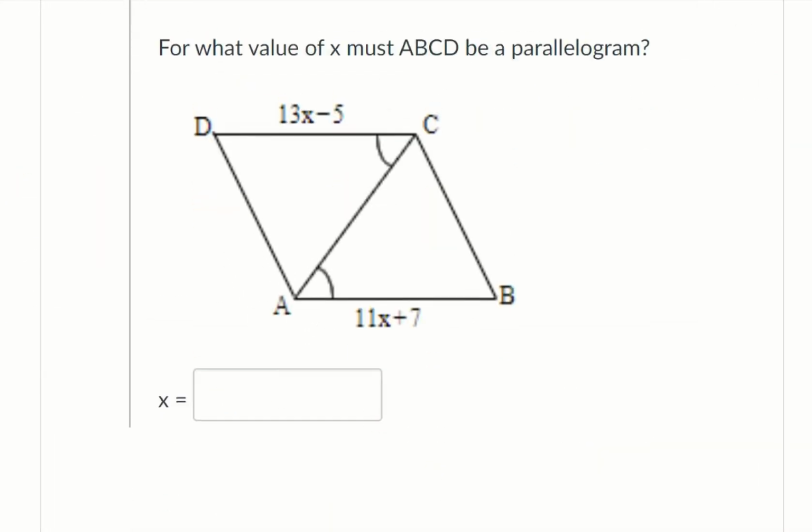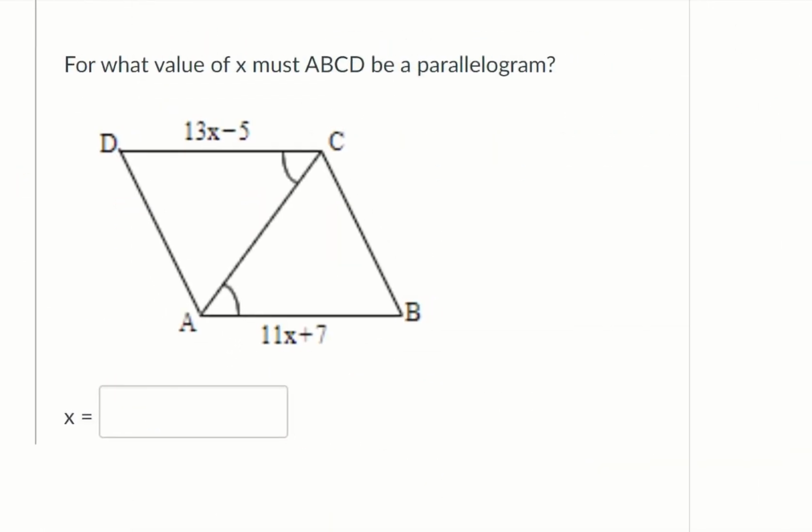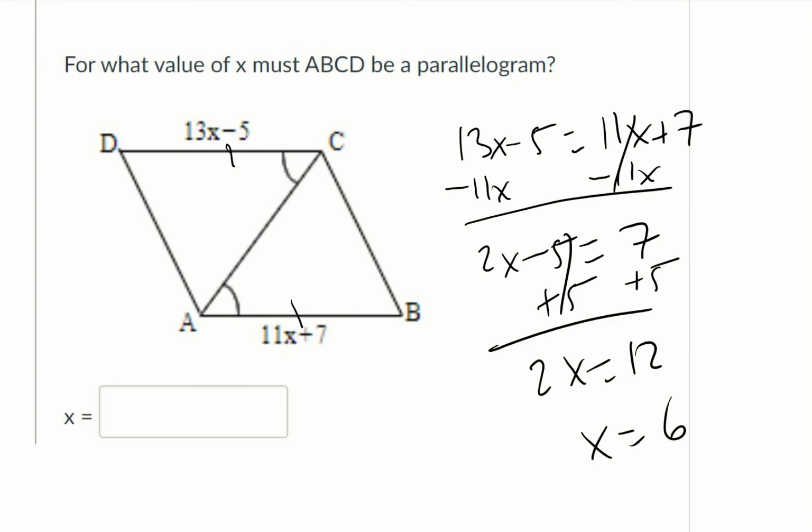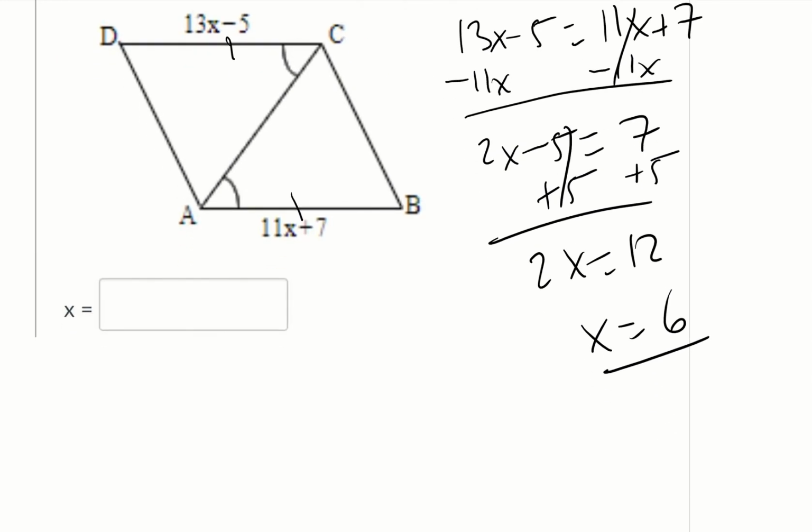All right, so for what value of x must ABCD be a parallelogram? So again, for this to be a parallelogram, we know that these two have to be congruent, right? So we should be able to find that easily. So we'll set them equal to each other for parallelograms. We'll subtract 11x on both sides here. We'll add 5 to both sides here. And so 2x equals 12, which means x is 6. 2 times 6 is 12. All right, and that's how you get that.